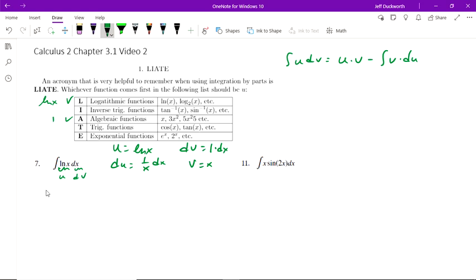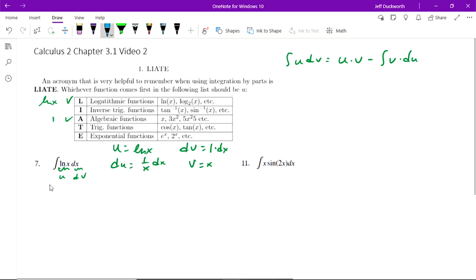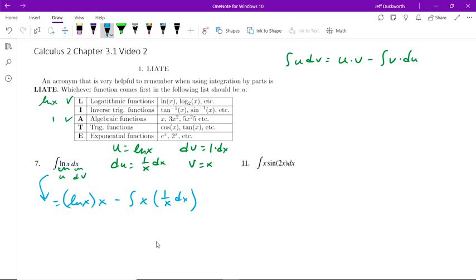All right, so that means, let's try a different color here. This equals ln of x times x, that's our u and our v, right? Minus the integral of v, which is x, times du, which is 1 over x dx. And that will fit our formula up here.